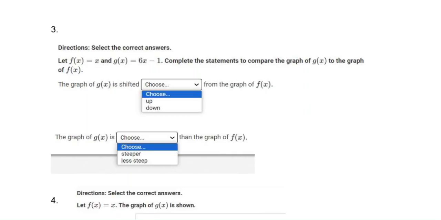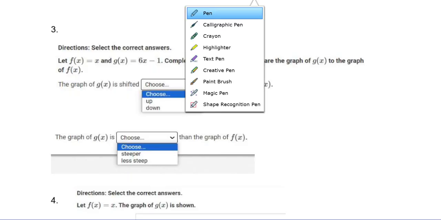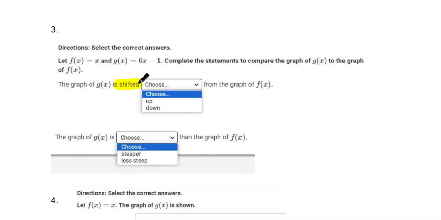All right, select the correct answers. Let f of x equal x and g of x equal 6x minus 1. Complete the statements to compare the graphs. So similar to the first one we did. If you notice, whenever they use the word shifted, it's always talking about the vertical shift, either up or down. Since it's negative, I know it's going to go down. Okay, we'll confirm it using Desmos, but for now we'll do that.